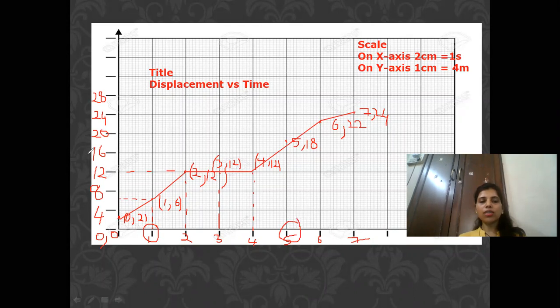As you can see, this is displacement versus time. So from here, at 1, it is 6, and till 5, it has reached 18. So that means it has traveled 18, and here you can see it is 8. It was 16, sorry, 1 minute. At 1, it was 6. I'll just write it down. At 5 seconds, 18 meter it has covered.